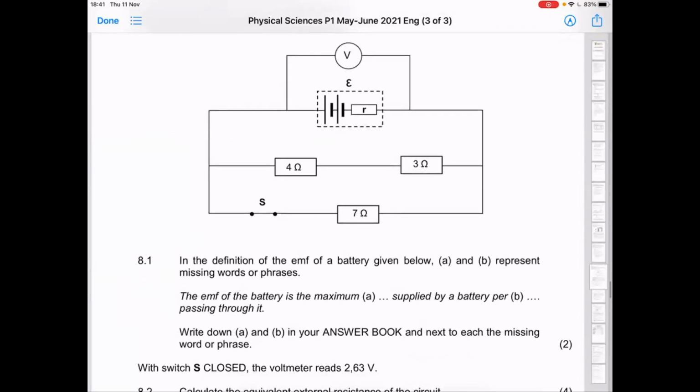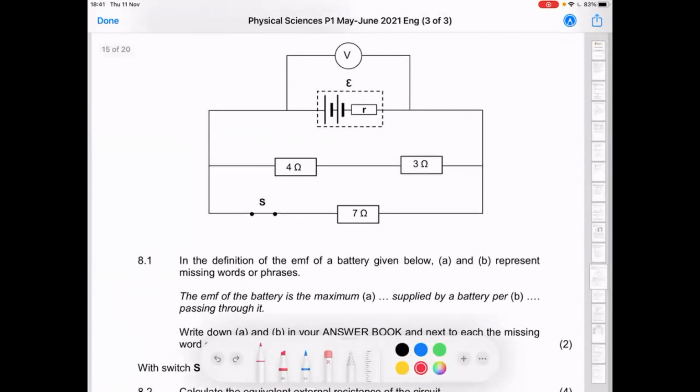So if we look here, you can see that we have 1, 2, 3 resistors. The 4 ohm and the 3 ohm are connected in series with each other, and they are in parallel with the 7 ohm. You've got a switch S here. The first question is a theory question.